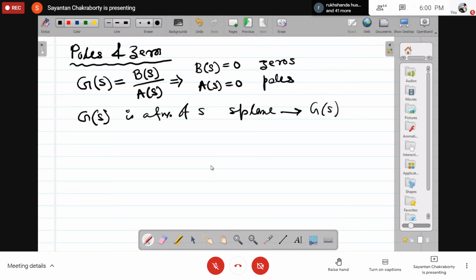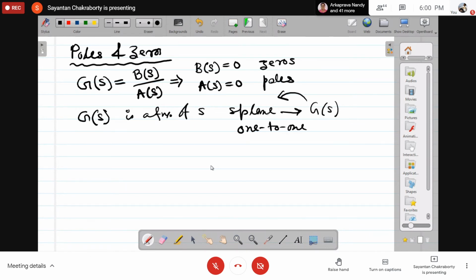If for each value of s in the s plane you have a unique value of G(s), then G(s) is called a single valued function of s. Conversely, for each value of G(s), if you have a unique value in the s plane, then you consider the system to have a one-to-one mapping between the s plane and the G(s) plane, when each point in the s plane corresponds to a particular point in the G(s) plane. Similarly, each point in the G(s) plane corresponds to a particular point in the s plane.